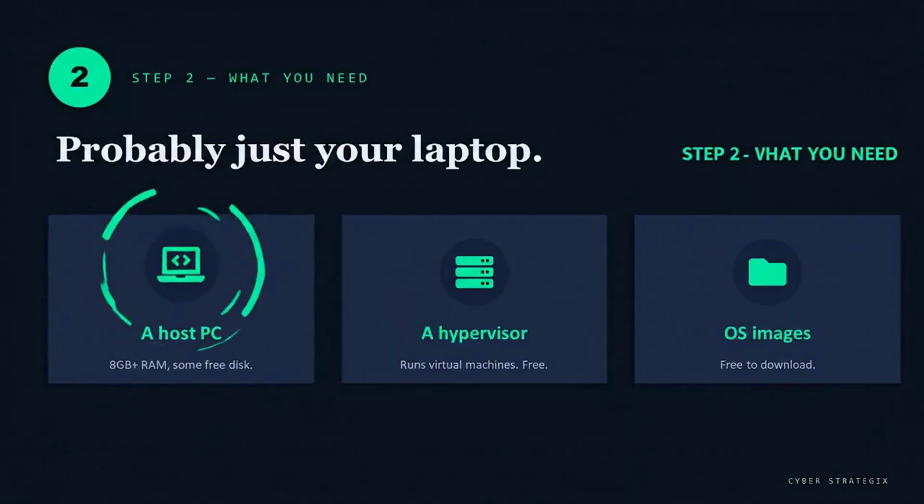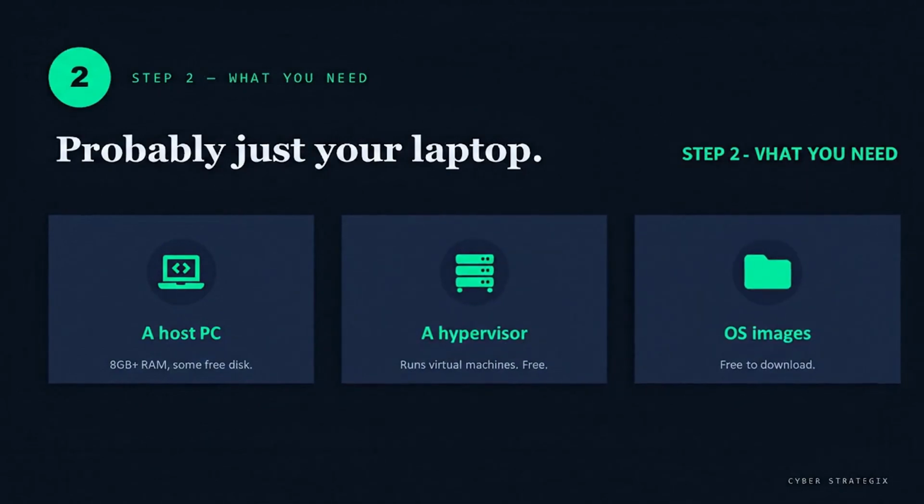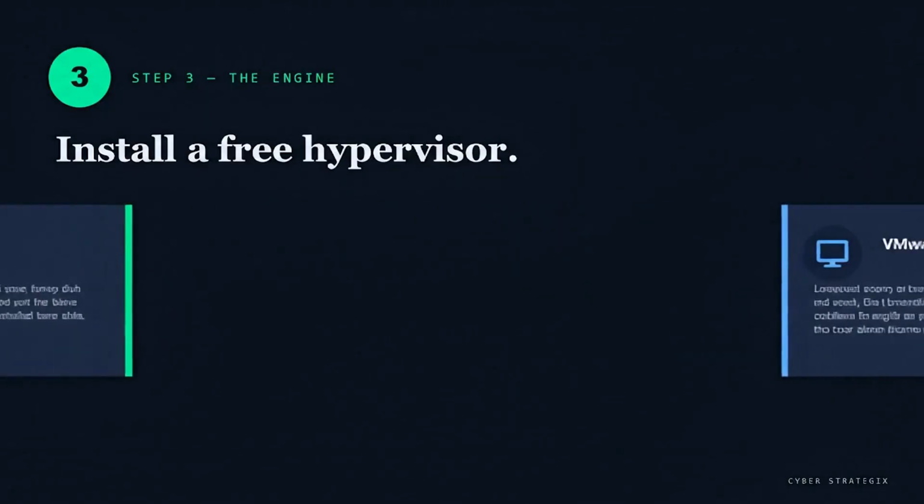Second, what you need. Good news. Probably just the computer you already have. Aim for at least 8 gigabytes of RAM and some free disk space. You'll need virtualization software, called a hypervisor, which is free. And you'll need operating system images, also free to download. No expensive hardware required.